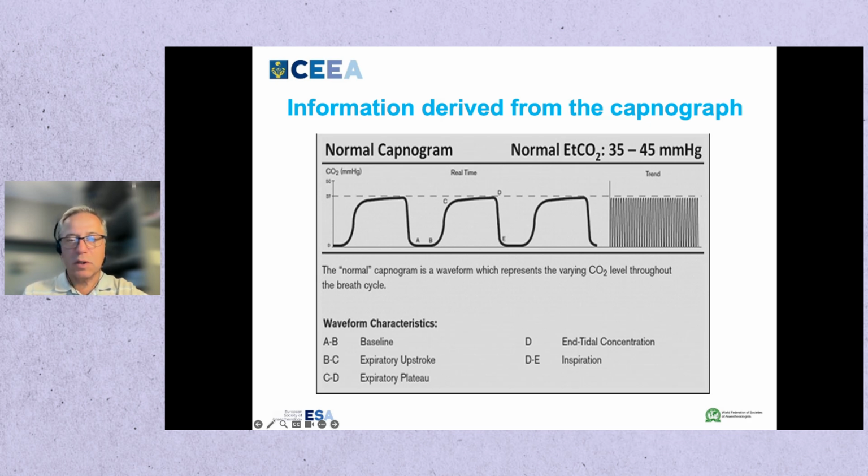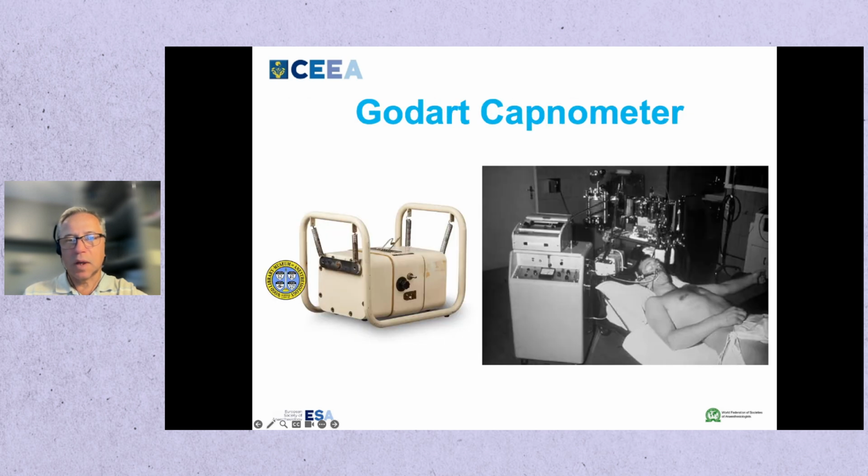On the screen, you can see a normal capnographic trace with a few markings there. There are A, B, C, D, and E points, where AB represents the baseline, BC the expiratory upstroke, CD the expiratory plateau, D is where we measure end tidal concentration, and DE is inspiration.